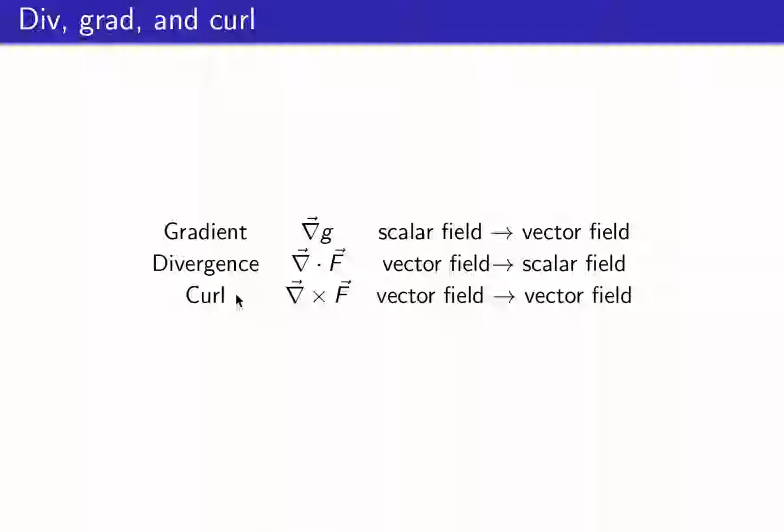Now the divergence and curl, they are written like this. The divergence of a vector field will be a scalar field, and the curl of a vector field will be a vector field. So the divergence and the curl are notions of derivative that apply to vector fields.